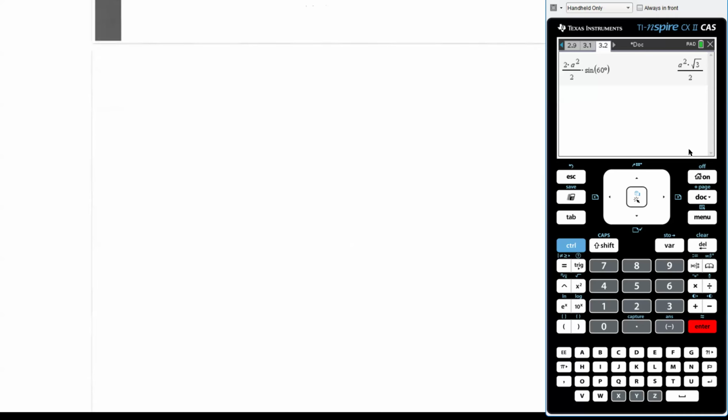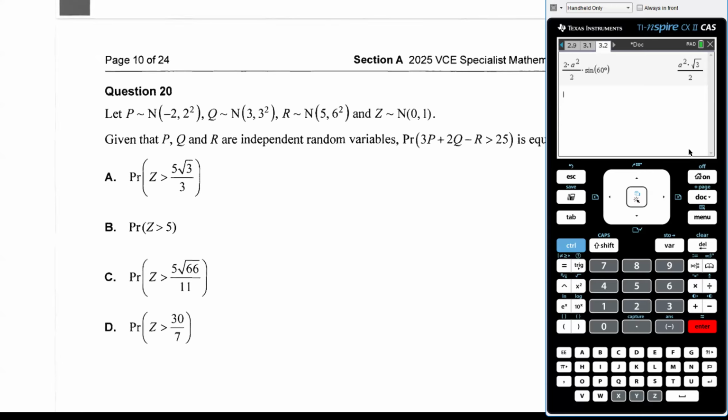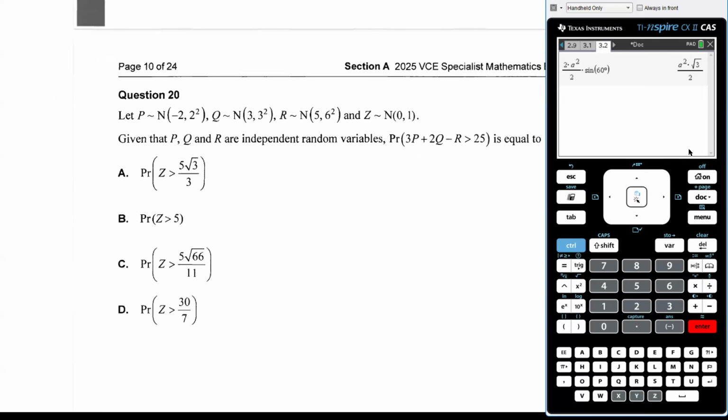Oh, we have a final question here. Let me just wait and get that load up. All right. So now we only have one probability and statistics multi-choice question. We would like this combined variable. We call it W equals to 3P plus 2Q minus R. We want this W to be greater than 25 and do the standardization.